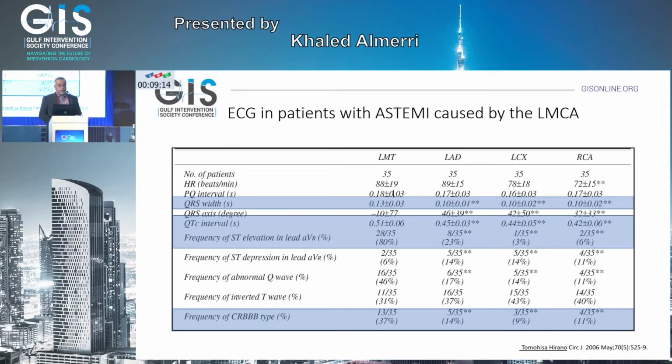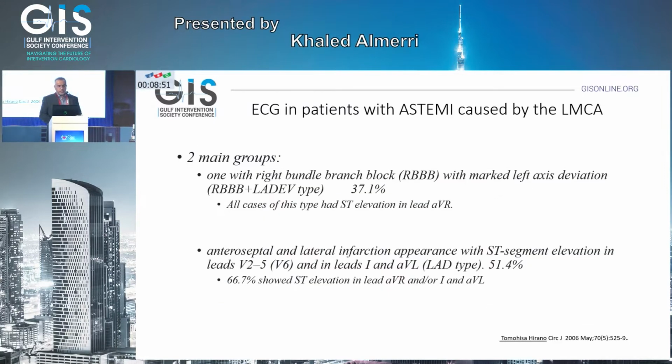And their ECG presentation: if we compare the ECGs of left main ST elevation MI patients to non-left main, usually they have wider QRS complexes, longer QT intervals, and most probably they will have ST elevation in the AVR. And more frequently, they get right bundle branch block. There are two groups. One group presents with right bundle branch block and left axis deviation, and almost all of those will have ST elevation in the AVR.